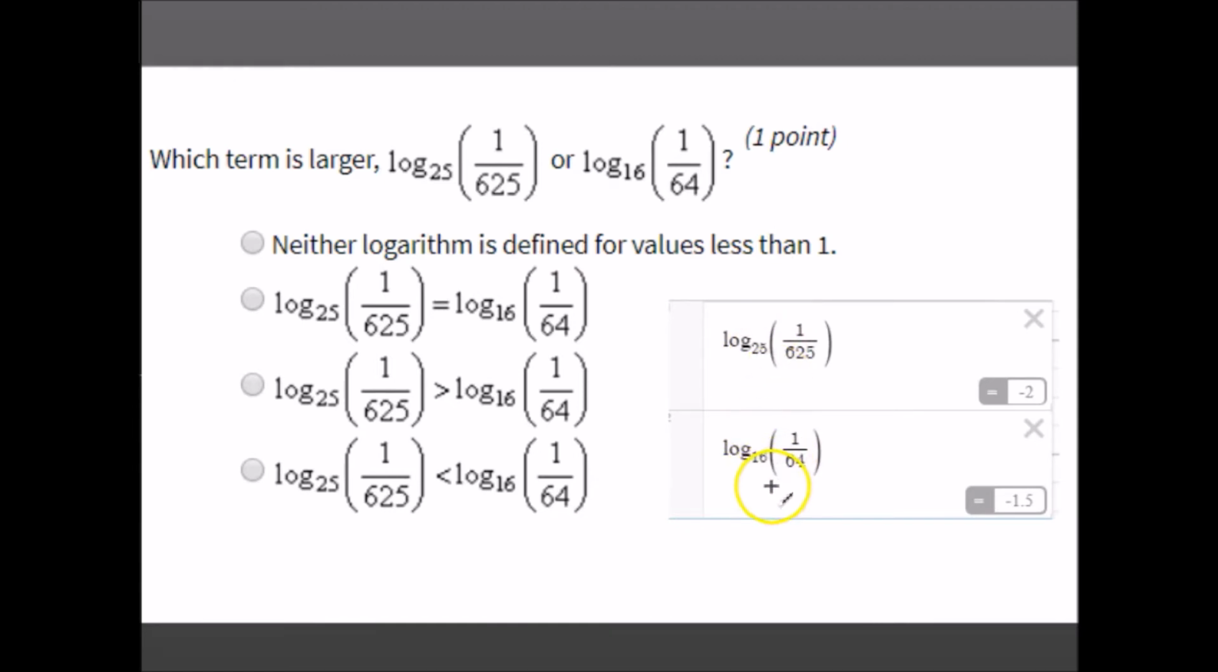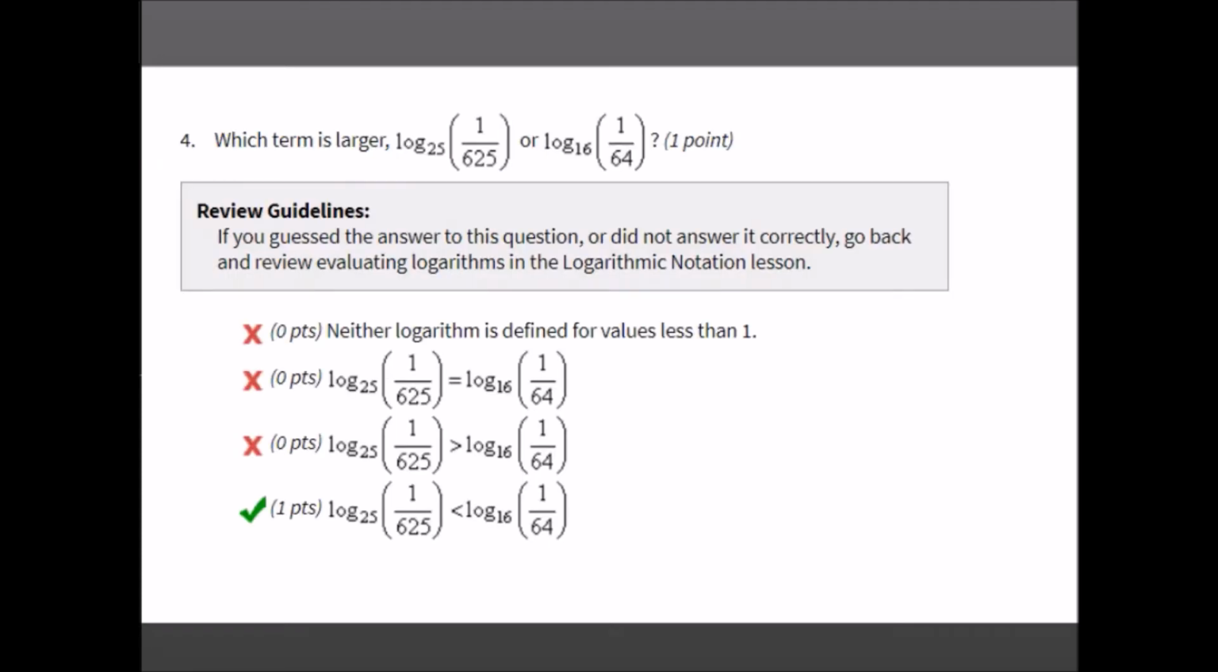And then it's just a matter of comparing those numbers. So I'm noticing that negative 2 would be less than negative 1.5 if we think about a number line. And so that means answer choice D is happening, because that means log base 25 of 1 over 625 is less than the other one.